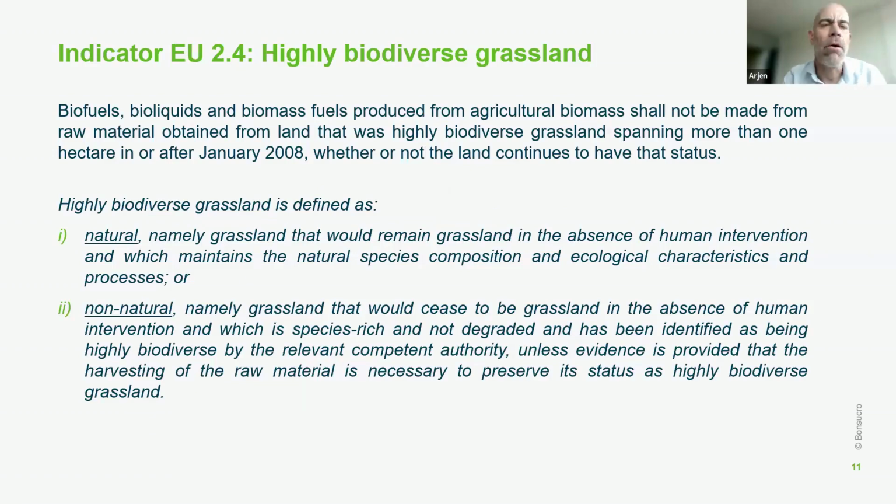As most of you probably know, an indicator on highly biodiverse grassland was already included in the previous version of the standard, and that requirement reads that biofuels, bioliquids, biomass fuels from agricultural biomass shall not be made from raw material obtained from land that was highly biodiverse grassland in or after January 2008, whereby in the standard, highly biodiverse grassland is defined as either natural or non-natural. So in other words, both natural grassland can be highly biodiverse if it meets certain requirements, and also non-natural grassland can be highly biodiverse if it meets certain requirements. Well, this was already in the standard.